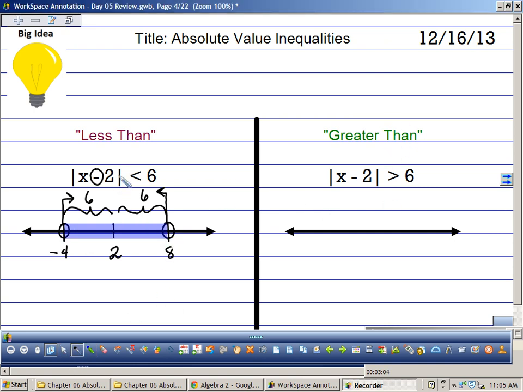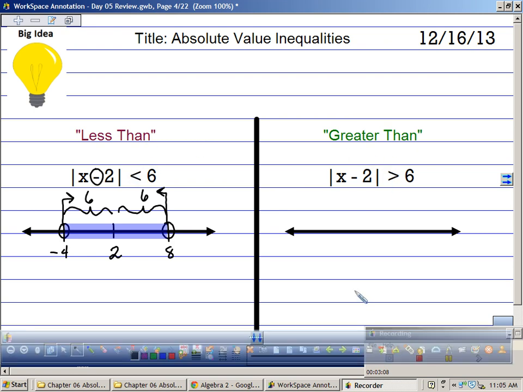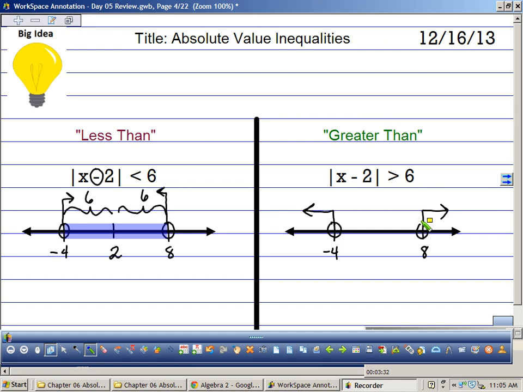All right, so this one is exactly the same. What's the difference between this one and this one? It has a greater than sign. So I still am talking about the values at negative 4 and positive 8. Only this time I'm talking about everything that's greater than 8. Everything bigger than 8 in the positive direction and everything bigger than negative 4 in the negative direction. You see the difference? Does that help a little bit? Clear up a little bit?